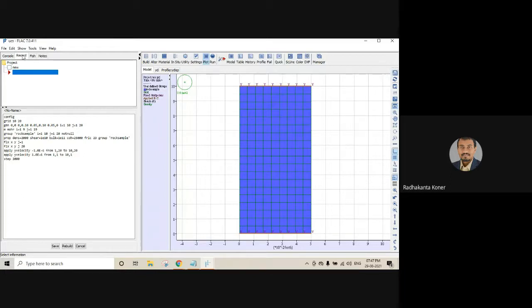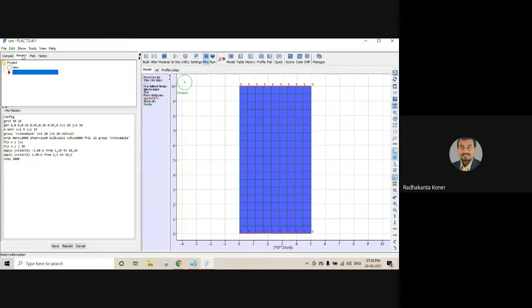My suggestion to all is to use the command mode initially. It may seem difficult, but in the longer run you will find this is the most advantageous way of doing the program in the flag module. Because one thing I could not show you today, that is the most powerful tool the flag has, that is a FISH program.